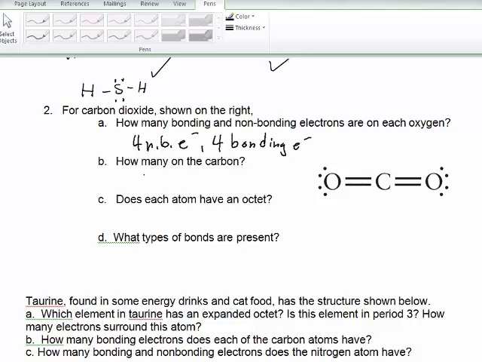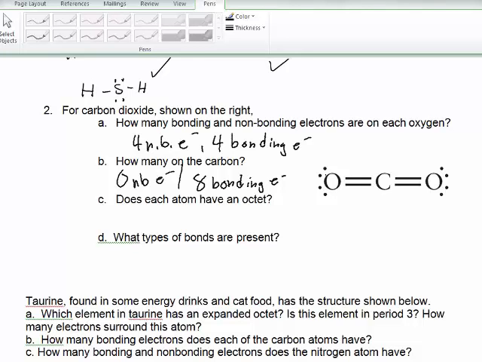How many non-bonding electrons are on the carbon? Well, we see no lone pairs, so there are 0 non-bonding electrons. How many bonding electrons? There are 4 bonds on the carbon, so we have 8 bonding electrons. Does each atom have an octet?